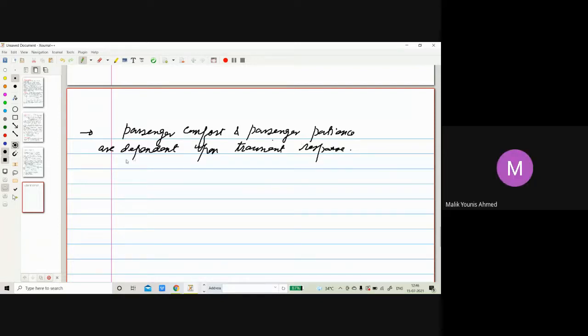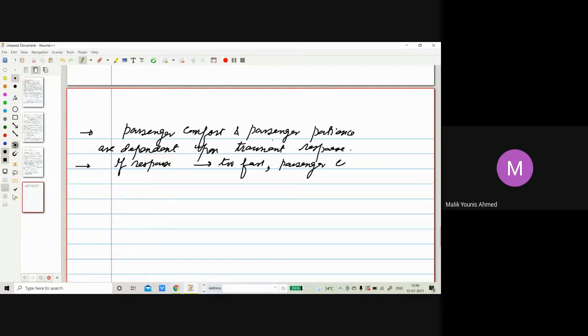Okay, fine, no problem. Now what will happen? I'm saying that there are two performances, transient and steady state. Now, if I am designing it for passenger comfort and passenger patience, they will be entirely dependent on the transient response. How? If the response is too fast, what will happen? Passenger comfort will be sacrificed.